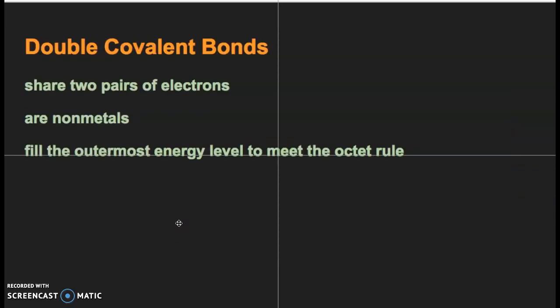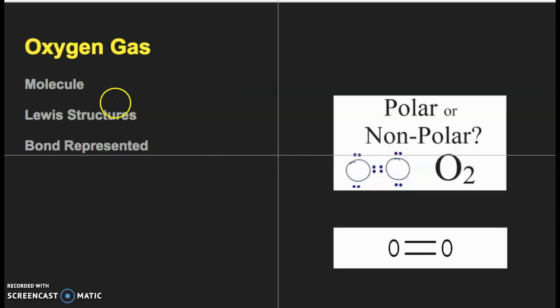Instead of one pair of electrons, they share two pairs of electrons. They're also nonmetals. All of these bonds we're talking about today are nonmetals. And they fill in the outermost energy level to meet the octet rule again. So the example of this will be oxygen gas, because oxygen needs 2, because we should know from the periodic table it has 6 valence electrons, so it needs 2 more. So oftentimes it shares with another oxygen. So they form a molecule.